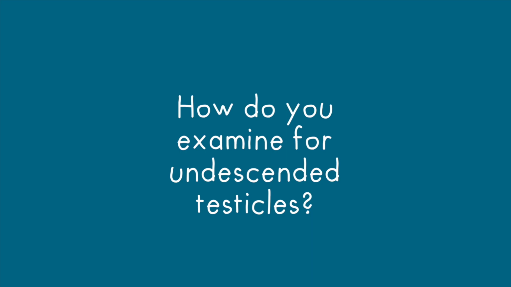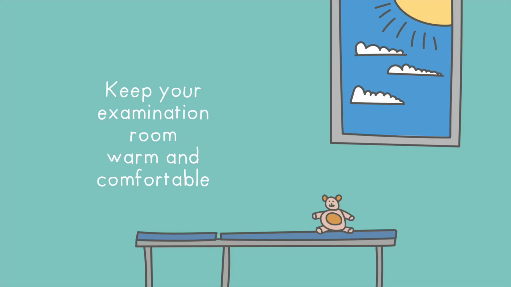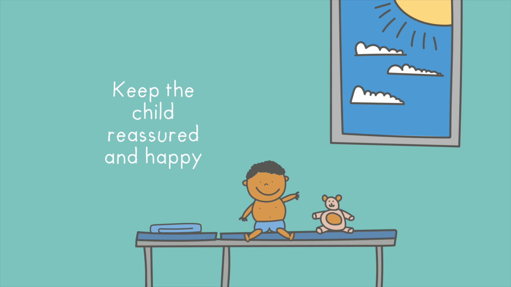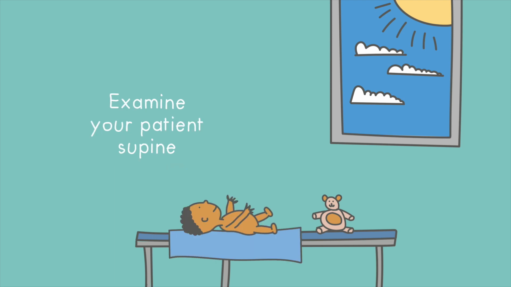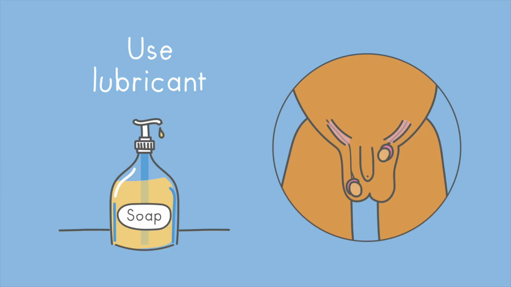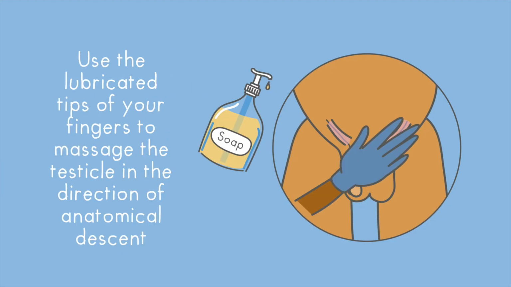The diagnosis of undescended testes is entirely clinical. Patients should be examined in a warm room, be comfortable, and in the supine position. You can use a lubricating agent to help to milk the testes into the scrotum in the normal line of descent.